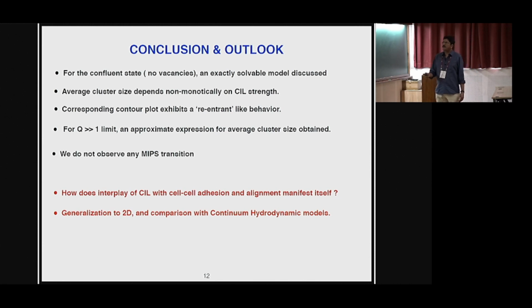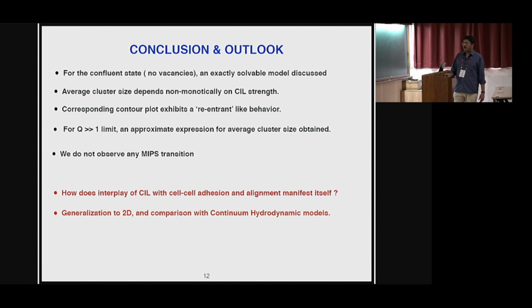What we have shown here is a confluent state where you can have an exactly solvable model, and how the average cluster size depends non-monotonically on the CIL strength, especially if there is an asymmetry in the CIL interaction. The corresponding contour plots exhibit this reentrant-like behavior in this space. What we do not observe is motility-induced phase separation, at least for this model. There have been a lot of debates on that.